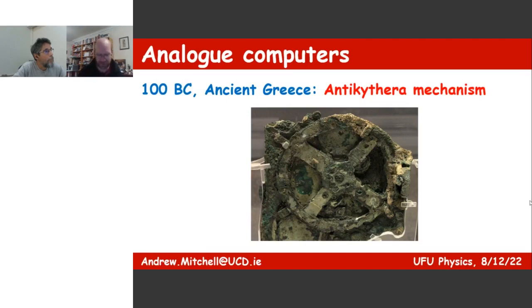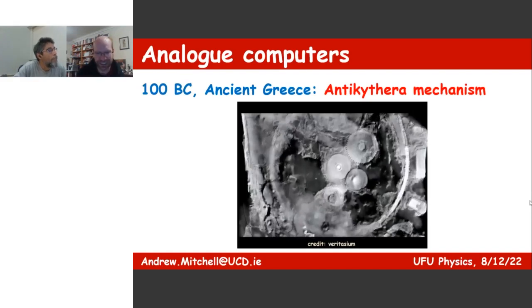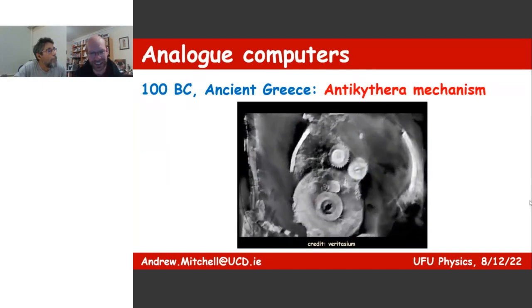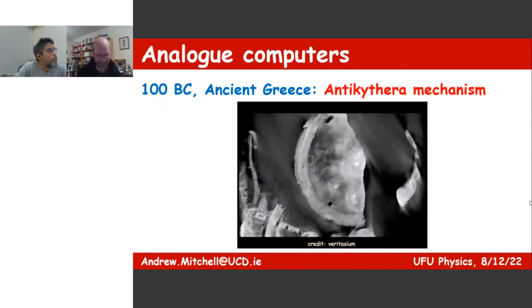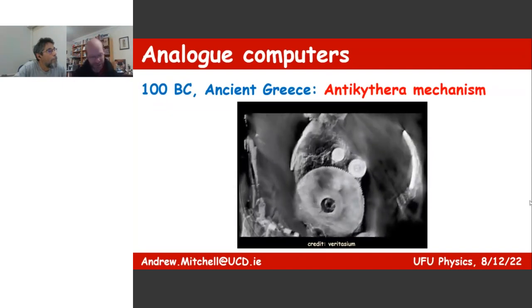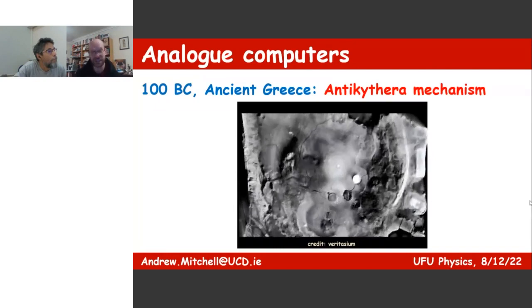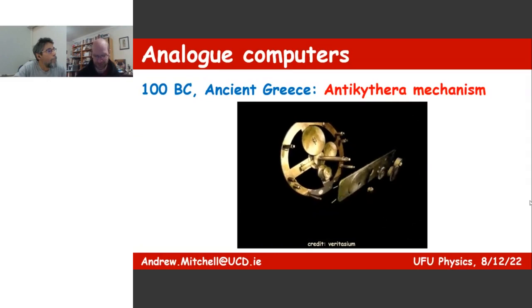So through this sort of intricate clockwork mechanism, I'll show you here a video of the X-ray tomography, which actually shows that as you scan through the device, you can see all of these interlocking gears and so on. So this is actually a really sophisticated piece of kit. With this intricate clockwork mechanism, you can actually make very, very accurate astronomical predictions.